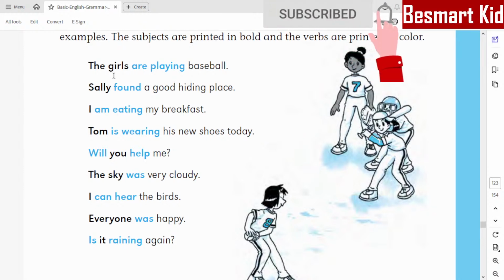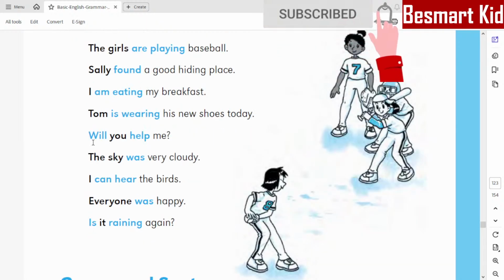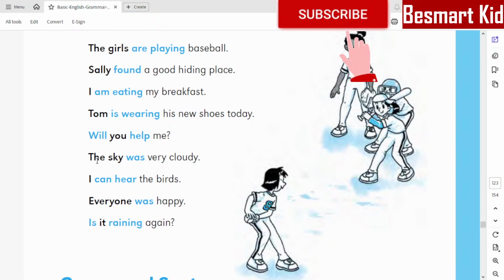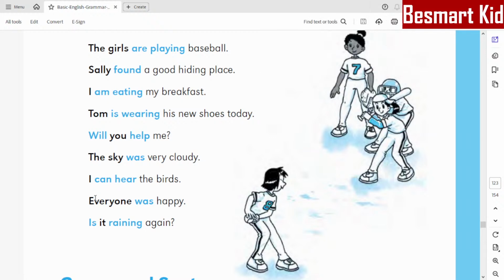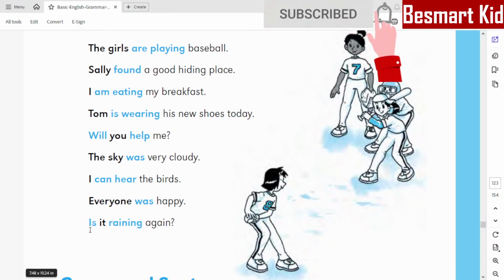The girls are playing baseball. Sally found a good hiding place. I'm eating my breakfast. Tom is wearing his new shoes today. Will you help me? The sky was very cloudy. I can hear the birds. Everyone was happy. Is it raining?